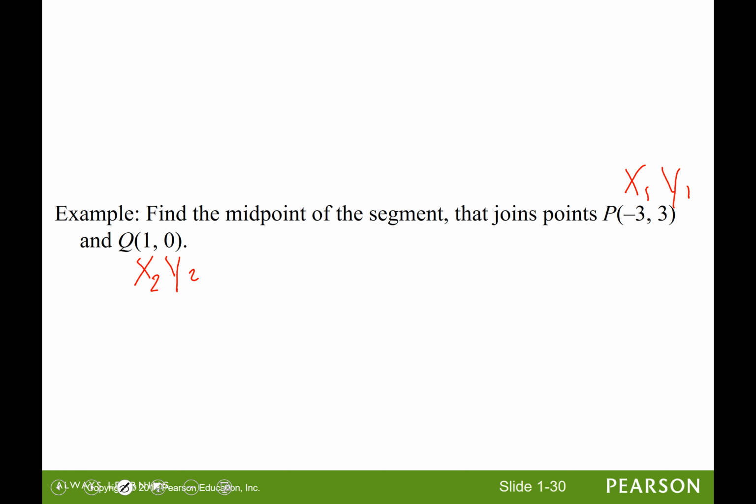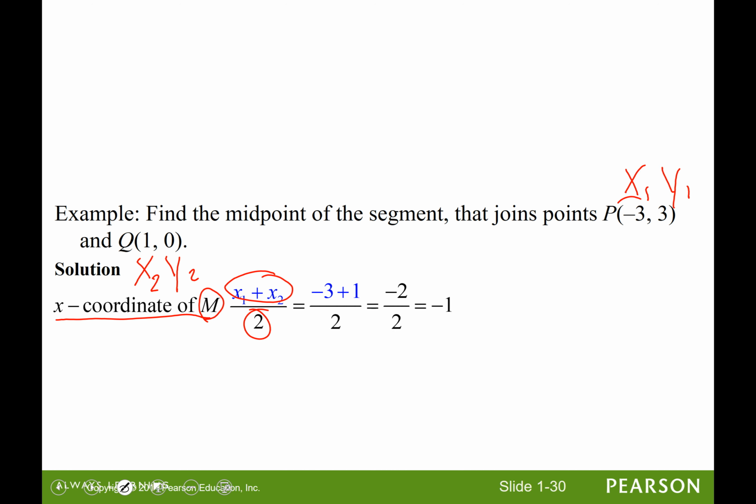All right, so to find the midpoint of the segment that joins these 2 points, we're going to start by finding the x-coordinate of capital M, which we're going to call the midpoint. And we do so by adding up the x values and dividing by 2. So we take our -3, add it with our 1, right here you can see that, and then we divide by 2. Careful with your negative work, and if you do that correctly, you get -1.